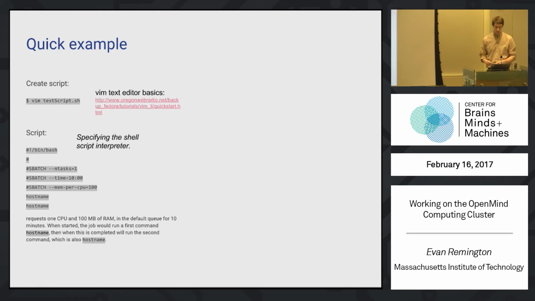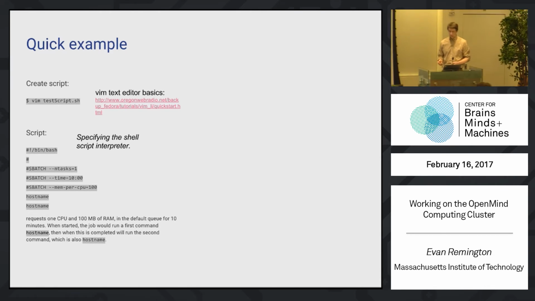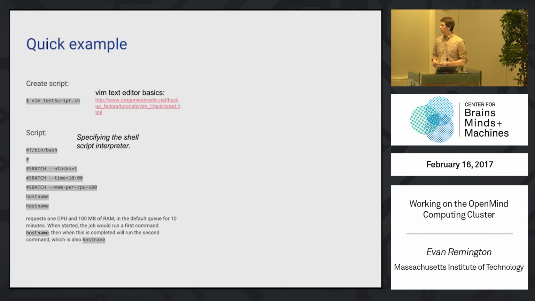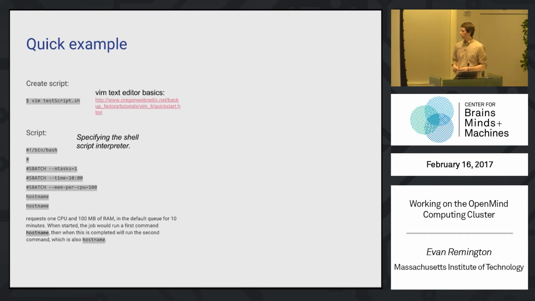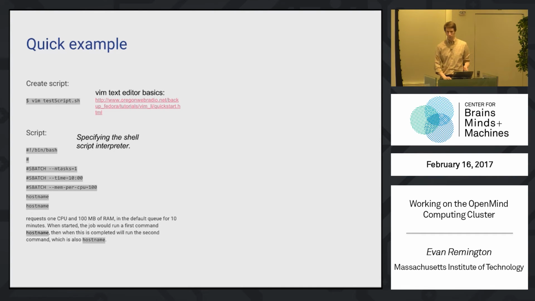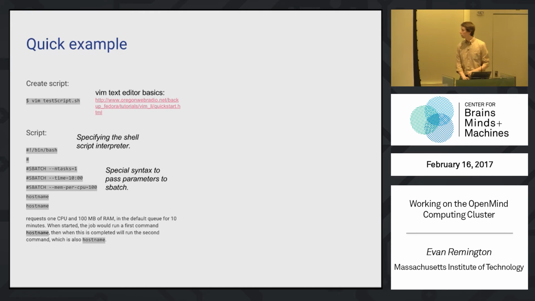So what this is going to do is request 1 CPU and 100 megabytes of RAM in the default queue, because I haven't specified a queue. I'll talk a little about that later. When started, the job runs the first command, and then it runs the second command, and the output of these commands gets written to an output file.